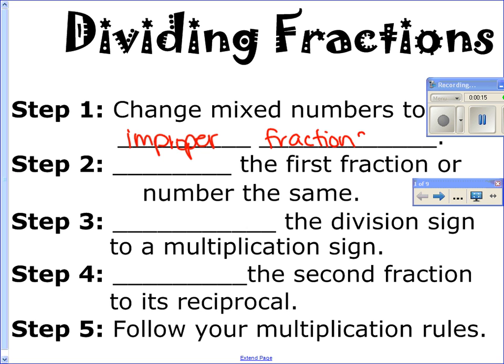Step 2 is to keep the first fraction or number the same. Step 3 is to change the division sign to a multiplication sign. Step 4 is to flip the second fraction to its reciprocal. Then you just follow your multiplication rules.